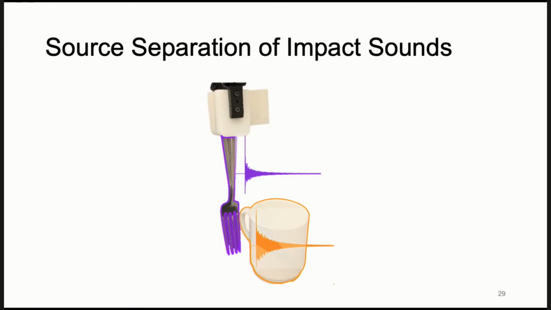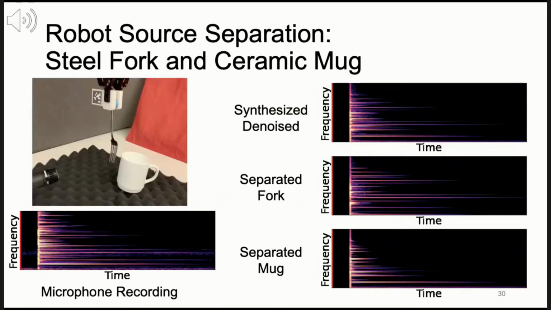But soon, I'll show you that the robot can use diff impact to separate the sounds of these objects from each impact sound it hears. Then use these separated sounds to better classify materials and infer properties about them, just like you did in the thought experiment at the beginning. Here are the results from separating the sounds from a steel fork striking a ceramic mug. The fork and mug make very similar sounds, but diff impact is still able to capture their differences.